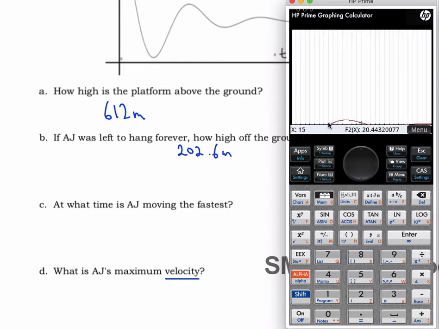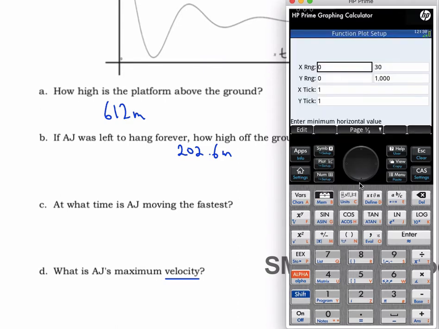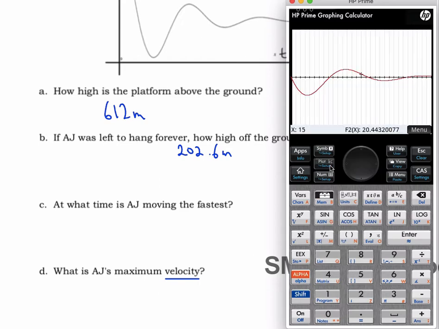Now, there's some places where the velocity is negative, so I'm going to change the plot again to include negative values. It doesn't look like I need 1,000, so I'm going to do maybe negative 300 to 300, and let's see what that looks like. Okay, so the maximum velocity is actually right here because that's the maximum of this function, but when he is moving the fastest is actually right here. Okay, it's a negative velocity, but speed is the absolute value of velocity. So right there is where AJ is moving the fastest.